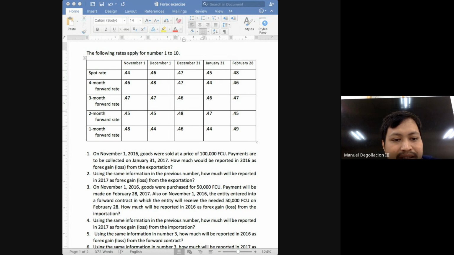Let's apply everything we've discussed to number 1. What happened to number 1? On November 1, 2016, goods were sold at the price of 100,000 FCU. Payments are to be collected on January 31, 2017. How much would be reported in 2016 as forex gain or loss from the exportation? Before answering the question, let's focus on November 1. Will an entry be prepared on November 1, class? Yes. By the way, how are we going to call November 1? This is our date of delivery.